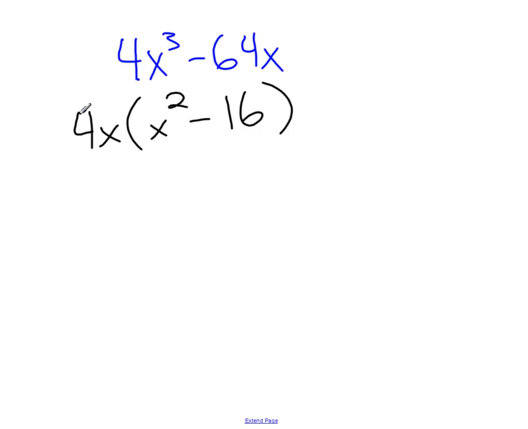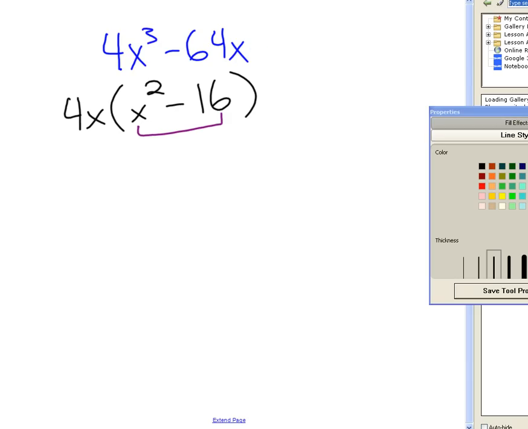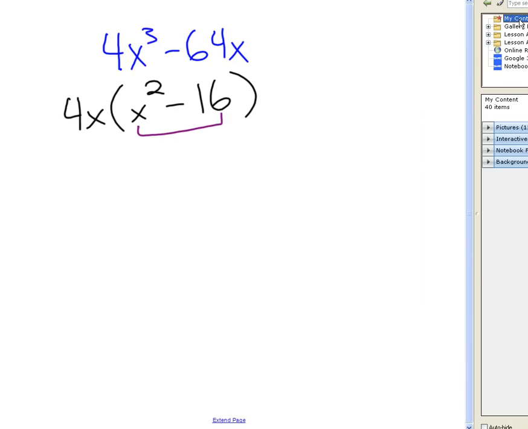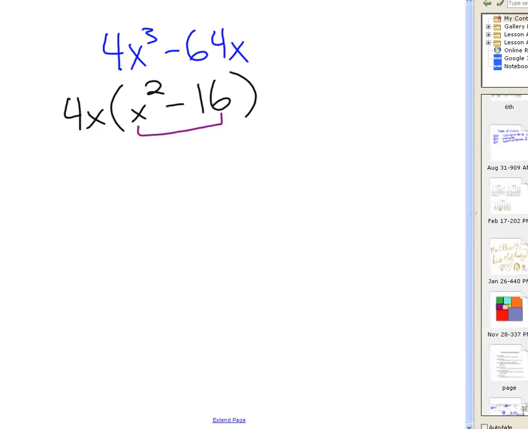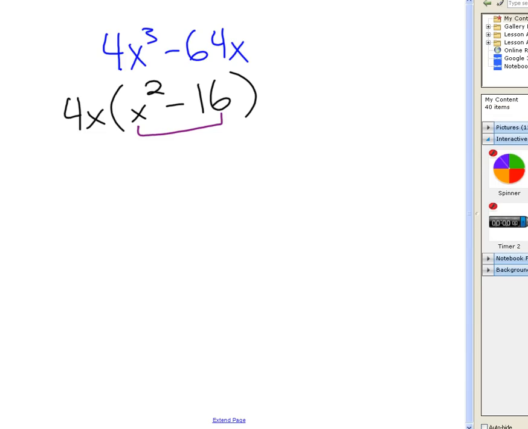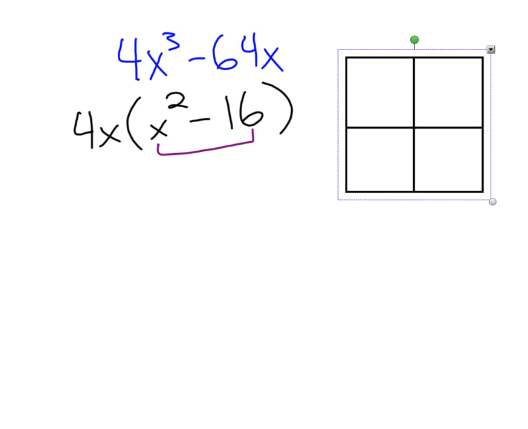So it's 4x times x squared minus 16. Then we look, can we factor x squared minus 16? Yes, of course we can. But if you want, we can do it the way we've been doing all week. Put them in a box, this side and then this side. We should be able to recognize this one because this is the difference of two squares. We have x squared minus 16. So what times what is x squared? x and x.